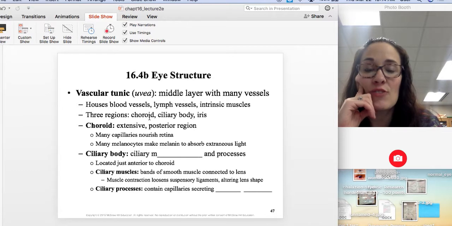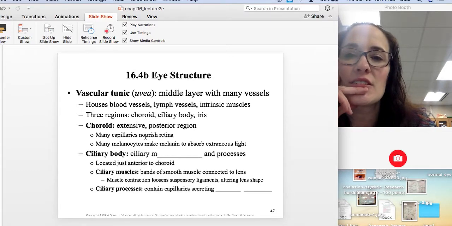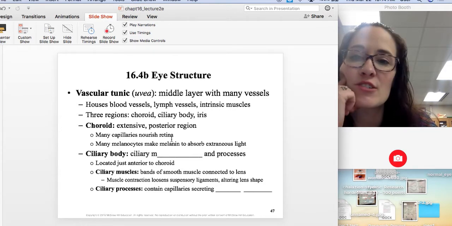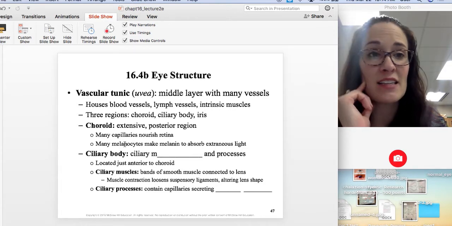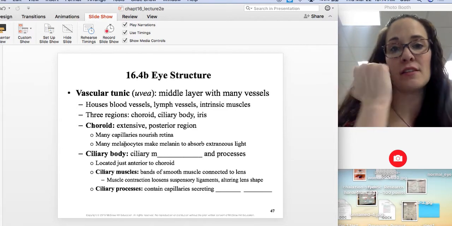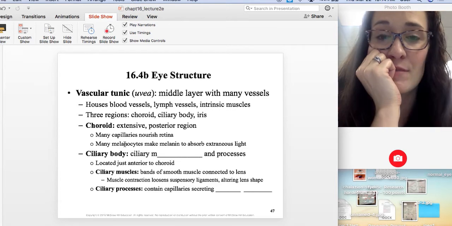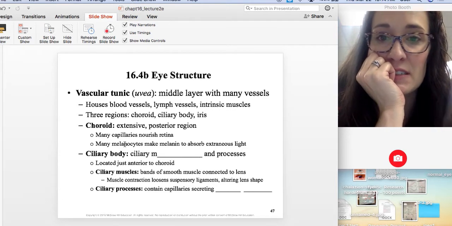It contains the choroid, the ciliary body, and the iris. The choroid has many capillaries that nourish the retina, and many melanocytes, so it has a darker pigmentation. It absorbs light as it comes into your eye, which is very important.